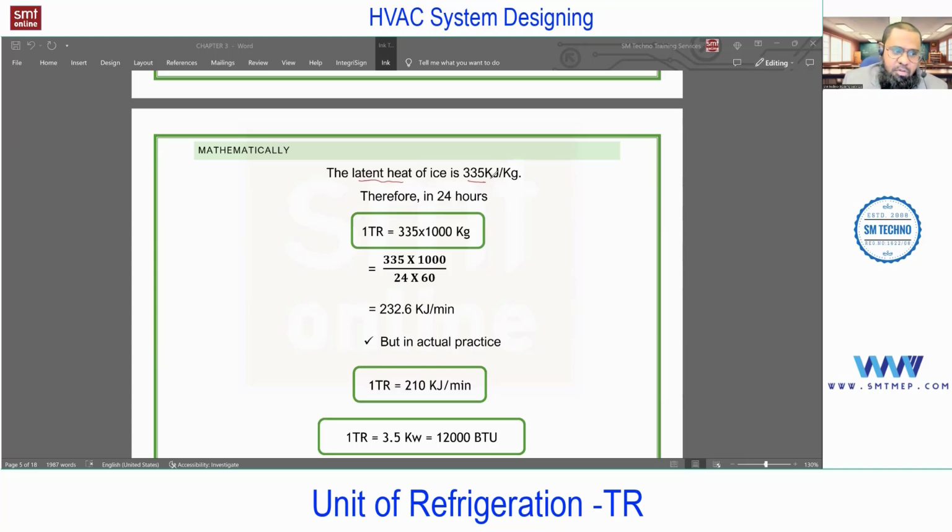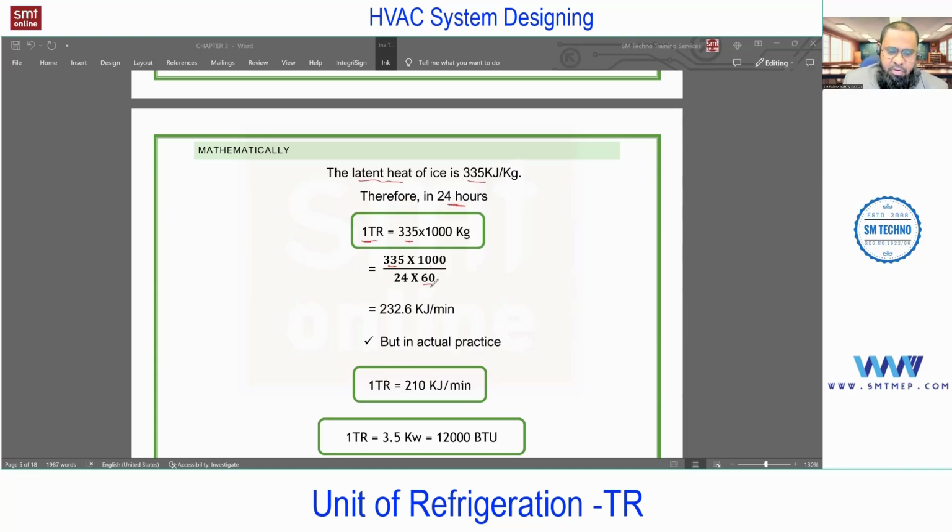335 kilojoules. Kilojoules is also a unit of heat, na? In 24 hours. For example, we are considering this for calculation. So therefore, 1 TR equals what? 335 multiplied by 1000 kg. In terms of timing, 335 multiplied by 1000 divided by 24 into 60. Why 60? Because I want the result in minutes.